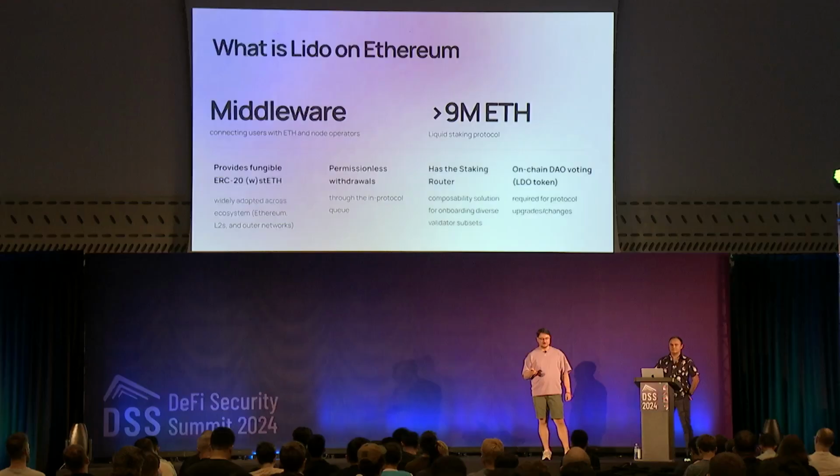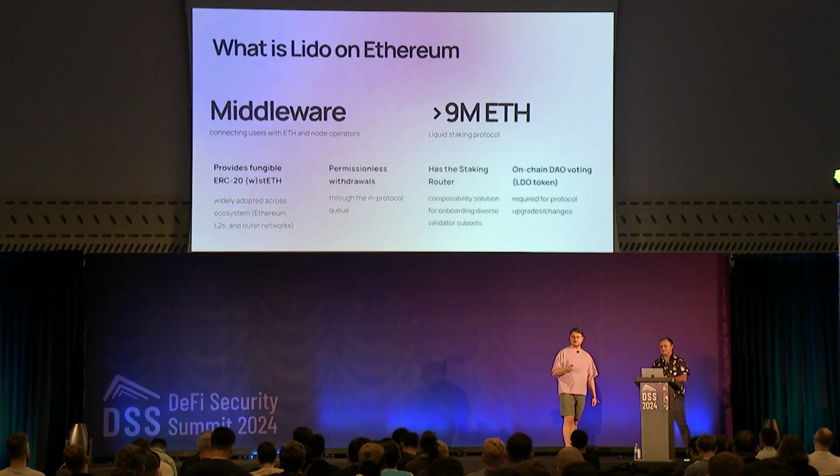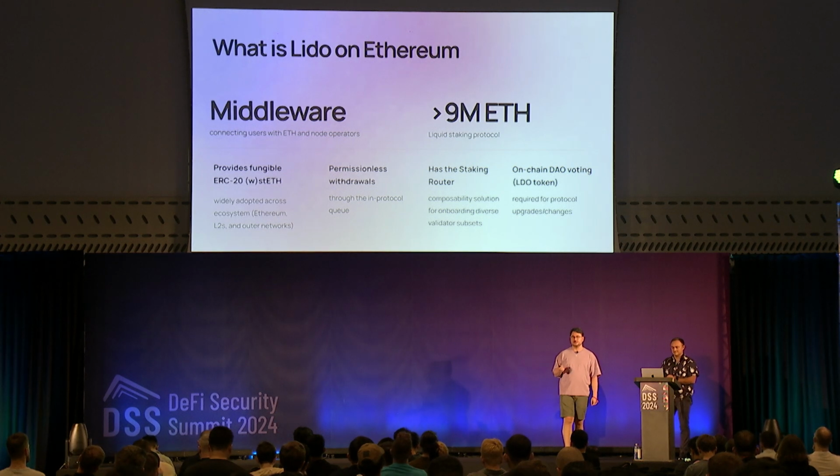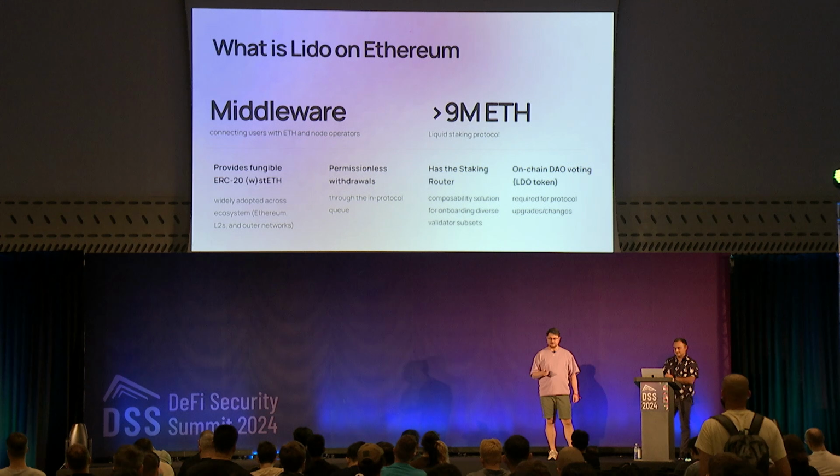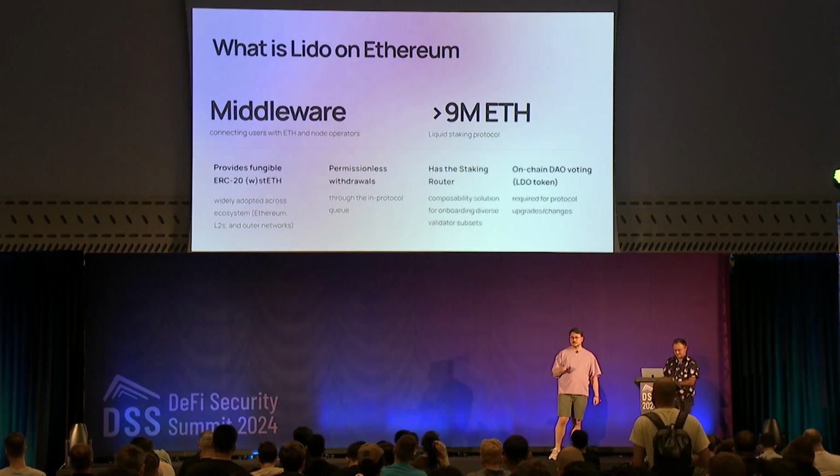And also there is a flexible staking router, which allows setting different validator subsets. And the most important thing is DAO voting, because every change to the protocol actually has to go through the DAO voting.